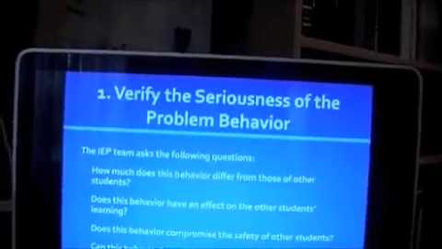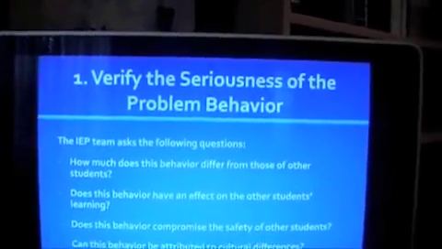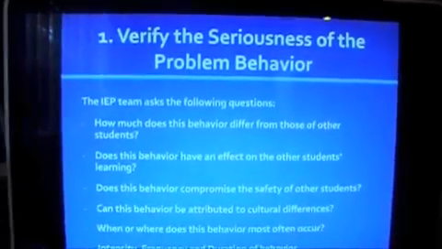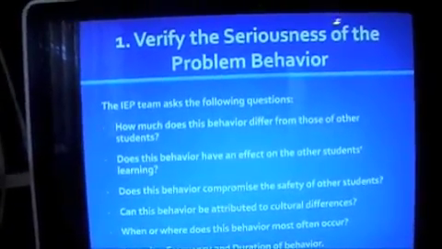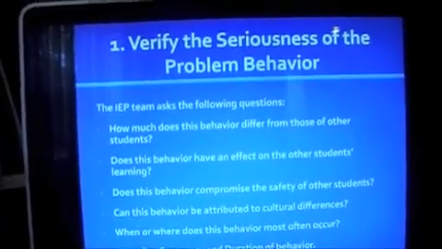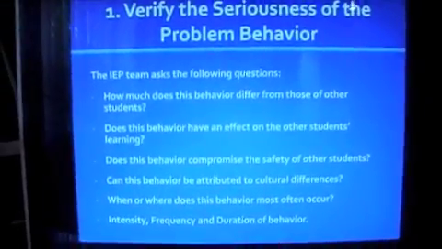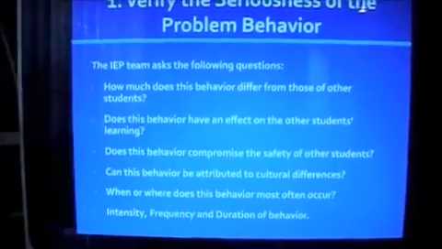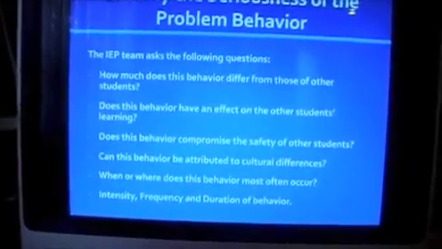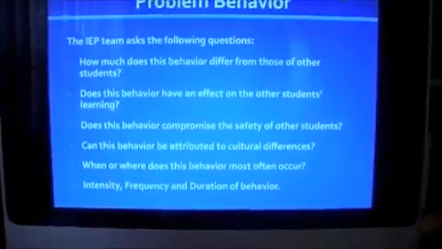Okay, the first step is to verify the seriousness of the behavior. So the IEP team must ask the following questions. How much does this behavior differ from those of other students? Does this behavior have an effect on the other students' learning? Does this behavior compromise the safety of other students? And when or where does this behavior most often occur? We're going to look at the intensity, the frequency, and the duration of Victoria's behavior.